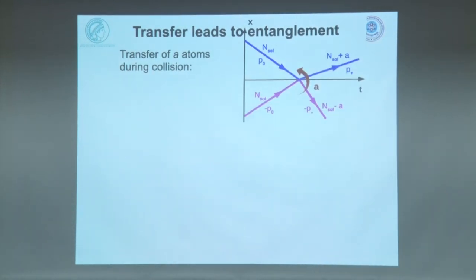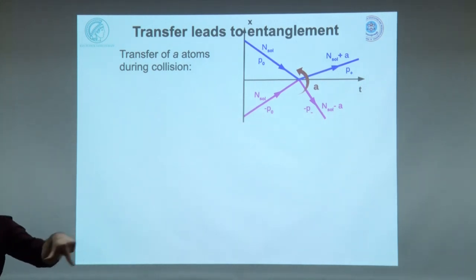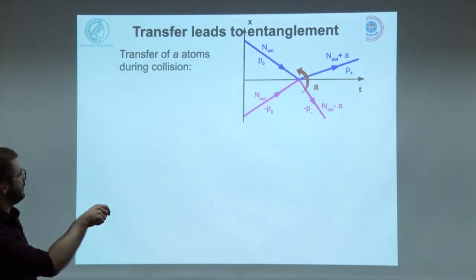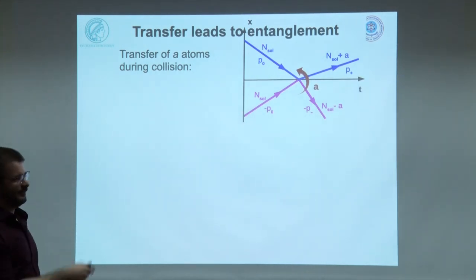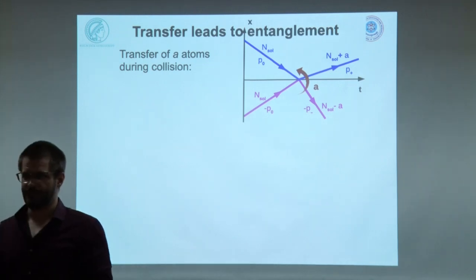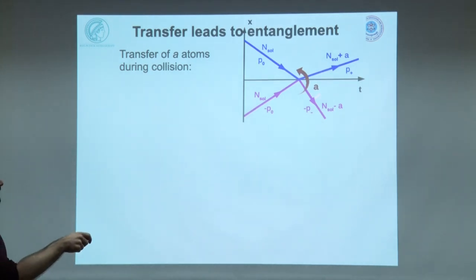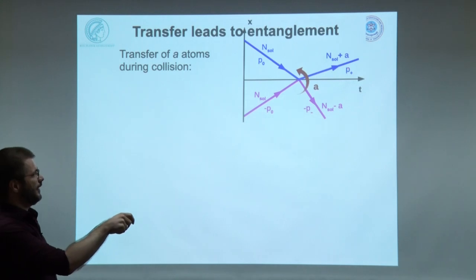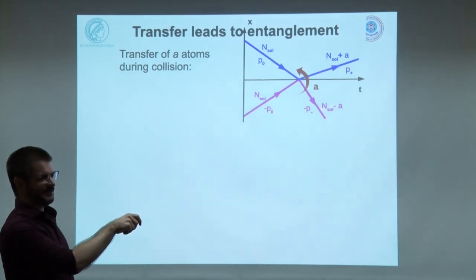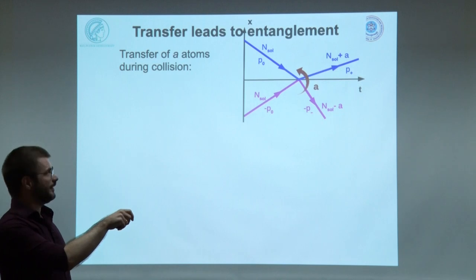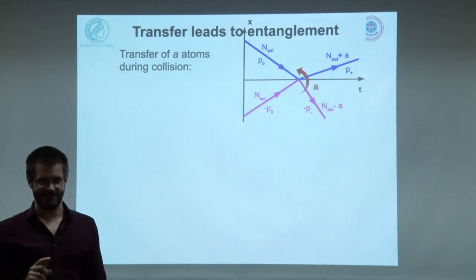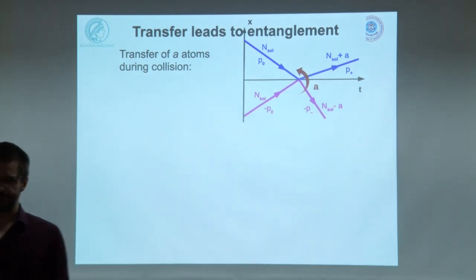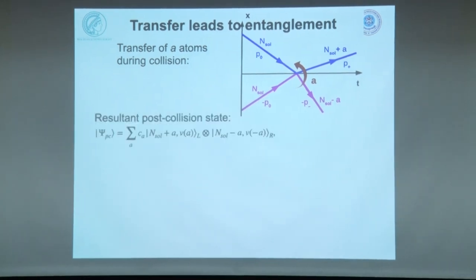Now, what happens if they jump from one to the other? I already said we have momentum conservation in this problem. Initially, because all the atoms are stuck in one soliton, they go with the same velocity. Let's assume they have the same number of atoms in each soliton. So my initial momentum, one going left, one going right, is zero. Now say A atoms jump from the pink soliton to the blue soliton. This one is therefore heavier and this one is lighter. To balance momentum, this one must go slower and this one must go faster. That is just momentum conservation.